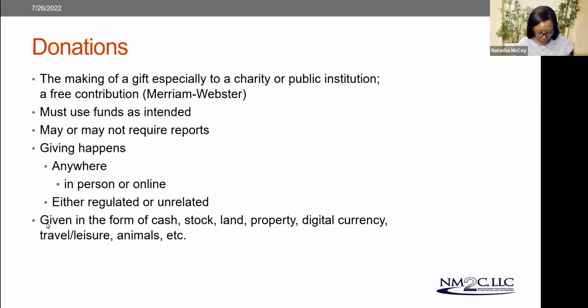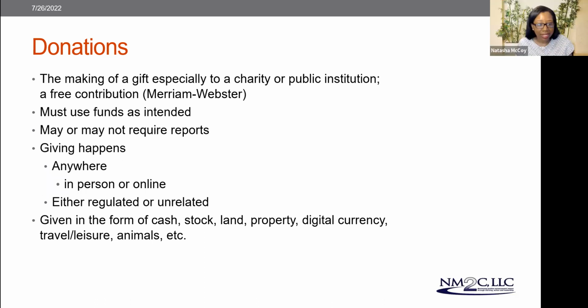It may or may not require reports. Many times, if you're familiar with Girl Scout cookies, the provision of the funds for the cookies is a donation to the Girl Scouts, but they're not necessarily having to have any strenuous reporting for that donation. It is reported to some degree, but not at the same level as a federal, state, or local grant may require.